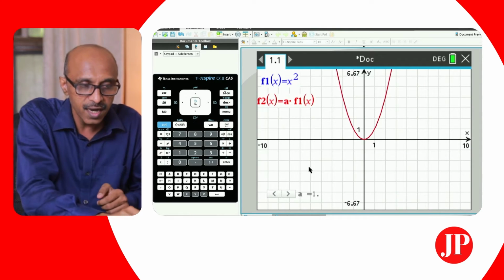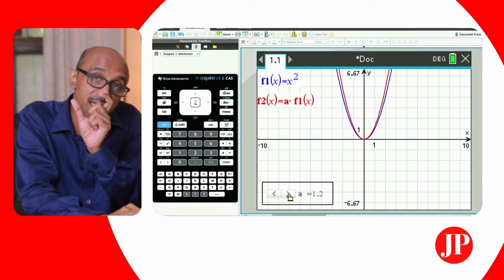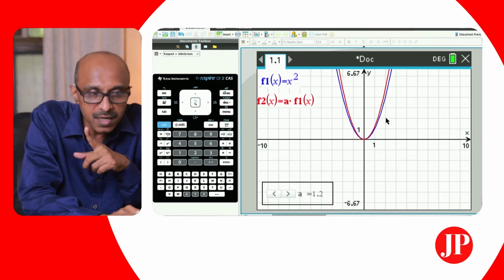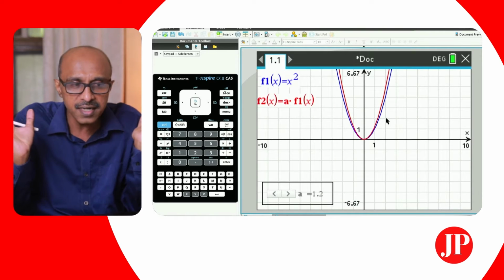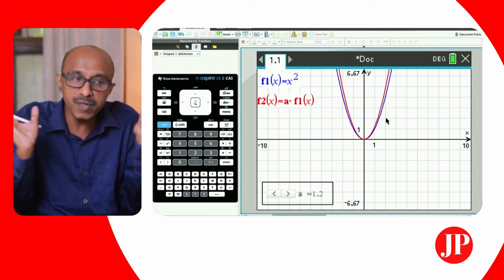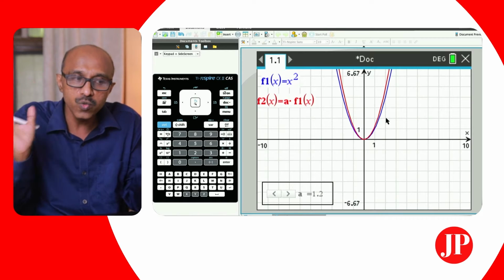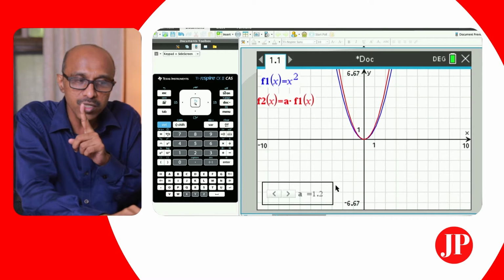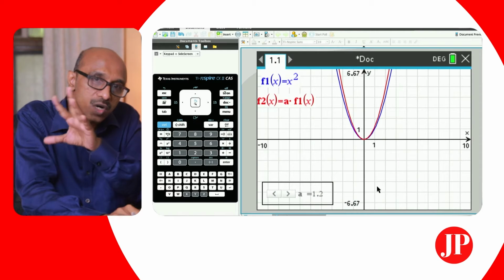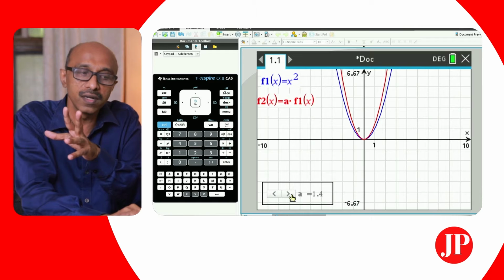It's coincident. Now, when we increase the value of a to, say, 1.2, that was the increment. Remember, the step size was 0.2. What just happened? It was right on top of each other. It looks like the red graph is moving away from the blue graph, but moving towards the y-axis. A was 1, and now it's become 1.2. Greater than 1, moving towards the y-axis. Now, further greater than 1.